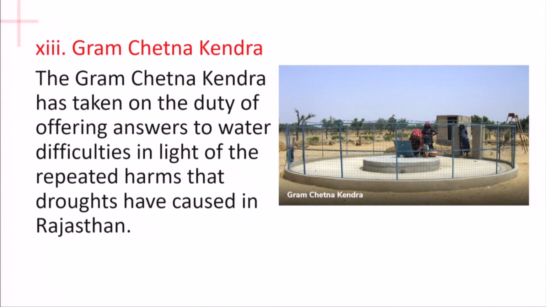The 13th is the Gram Chetna Kendra. The Gram Chetna Kendra has taken on the duty of offering answers to water difficulties in the light of repeated harms which is being caused because of drought in Rajasthan.